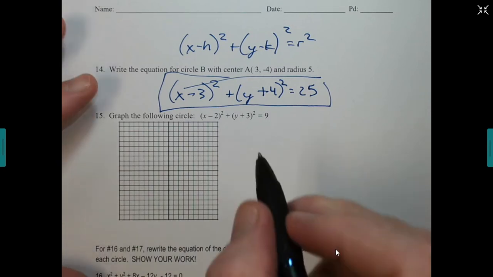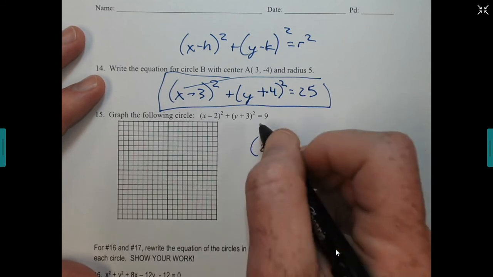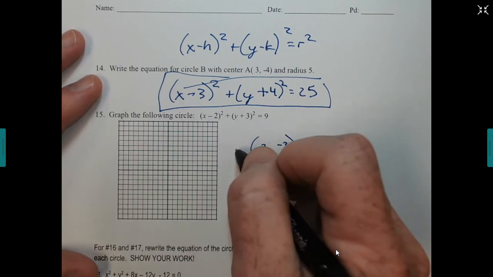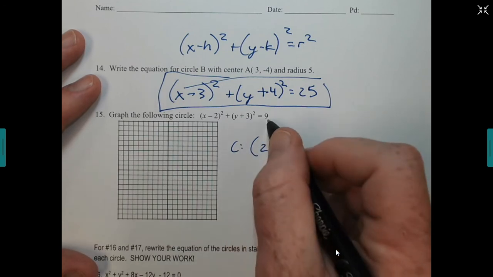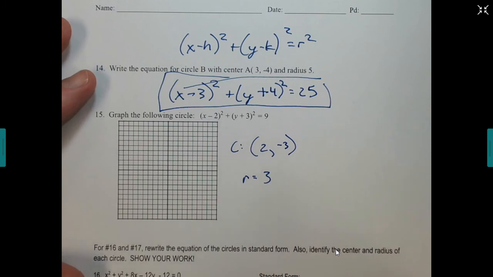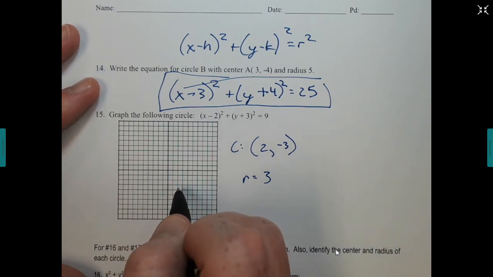If I want to graph, I better find the center. So if this is x minus 2, I want 2. If there's y plus 3, I want to pull out that negative value. There's my center. And the radius squared, the radius had to be 3 to square to make 9. So we go 2 to the right, 3 down.